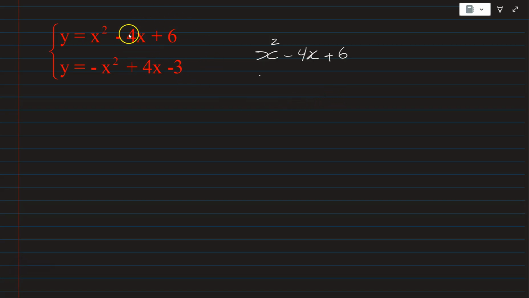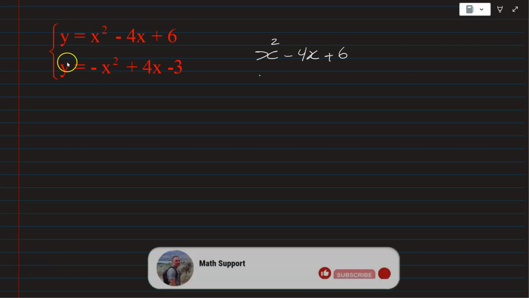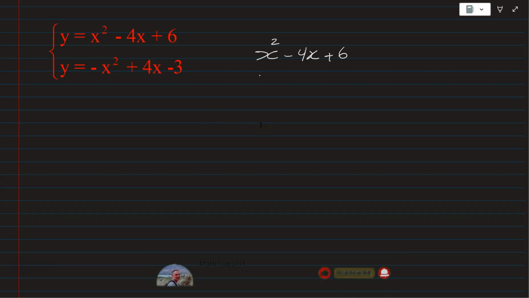So to solve this system of quadratics, we have to again use substitution. We're going to set both of these equal to each other because both of these are equal to y, the same value for y. So let's go ahead and do that. x squared minus 4x plus 6, you set that equal to minus x squared plus 4x minus 3, and then you go ahead and solve.